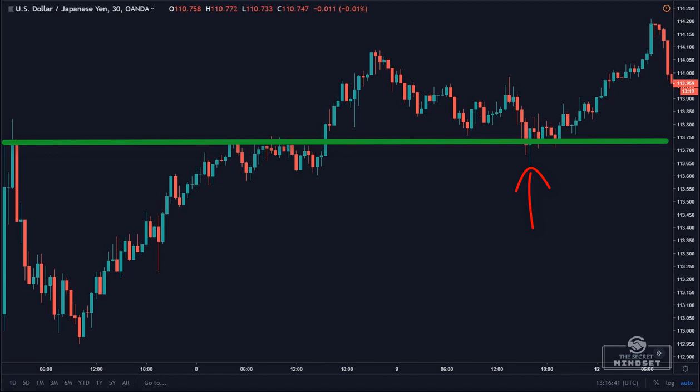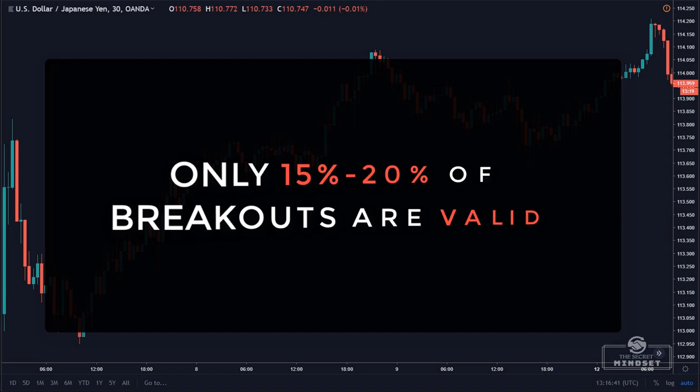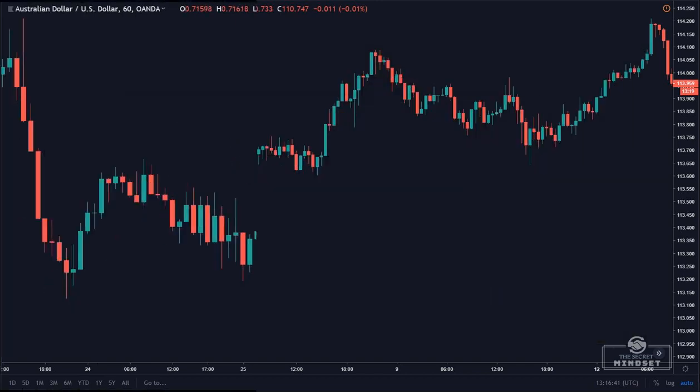These are textbook examples of price action around support and resistance levels, but there is one small problem. Only 15 or 20% of these price moves are valid, and the rest are simply failed or fake breakouts.